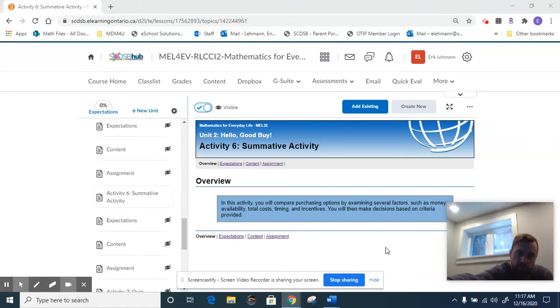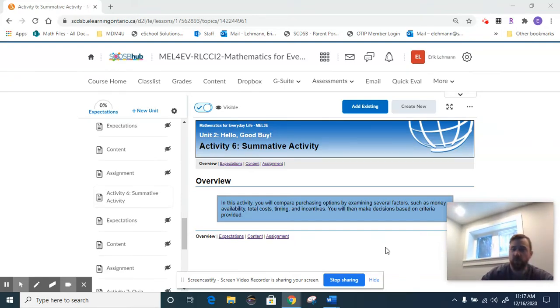Folks, so activity 6 is our summative activity. This is the activity that we're going to get a bunch of marks for. You're going to notice that it's worth 40 marks, not our usual 20 marks. So it's a big deal to get this one done. And you're going to get a chance to put together some of the skills that you have learned in the last unit and sort of show off your level of understanding.